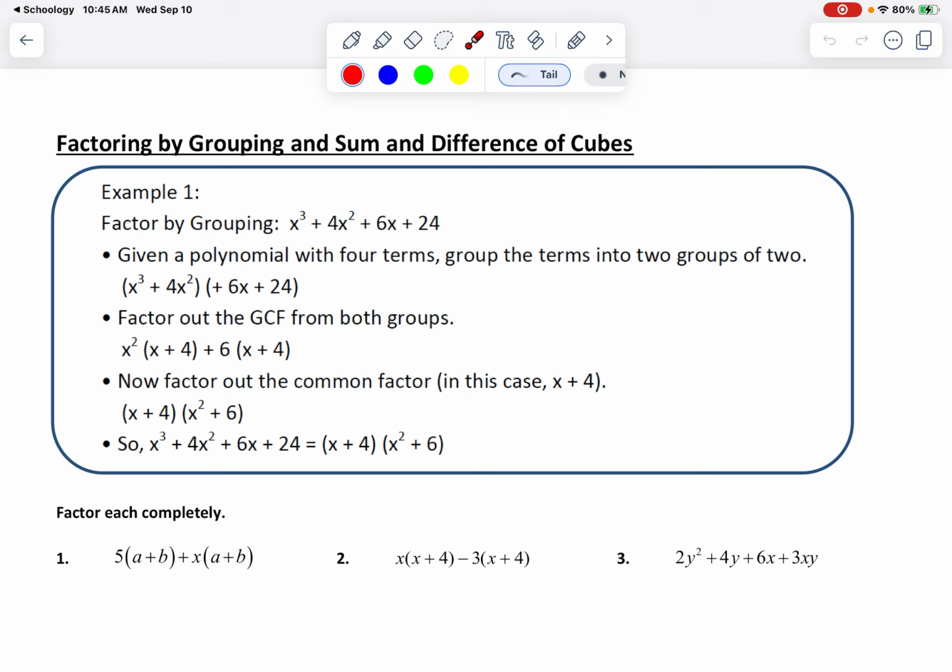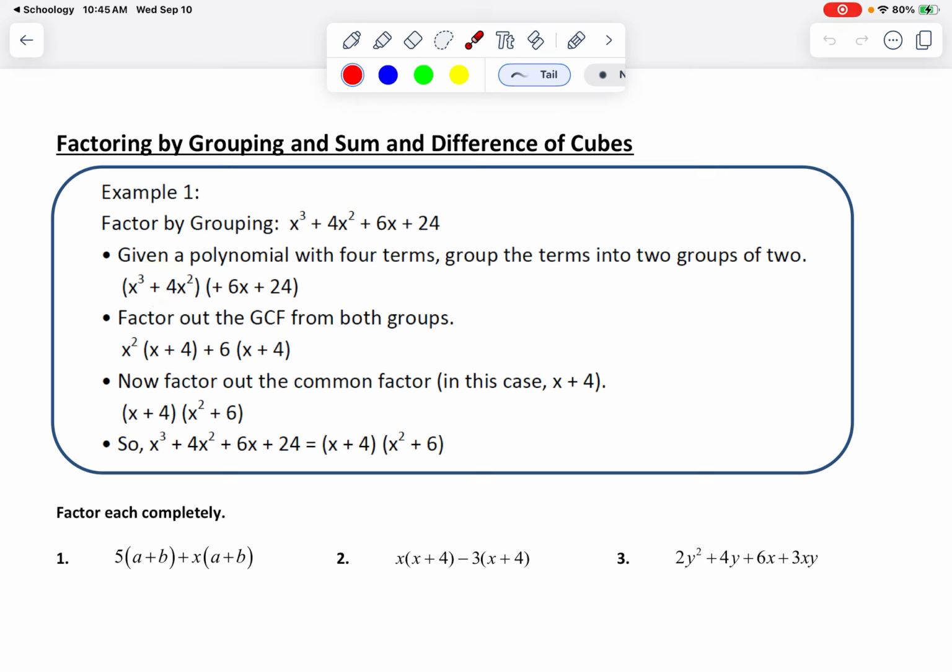Okay, so let's get an idea of what factoring by grouping is like. When you see four terms, you're gonna try to factor it by grouping. Step number one is you're gonna group the first two terms together and the second two terms together, so it looks like that. After looking at your first two terms, you're gonna look for the GCF there.